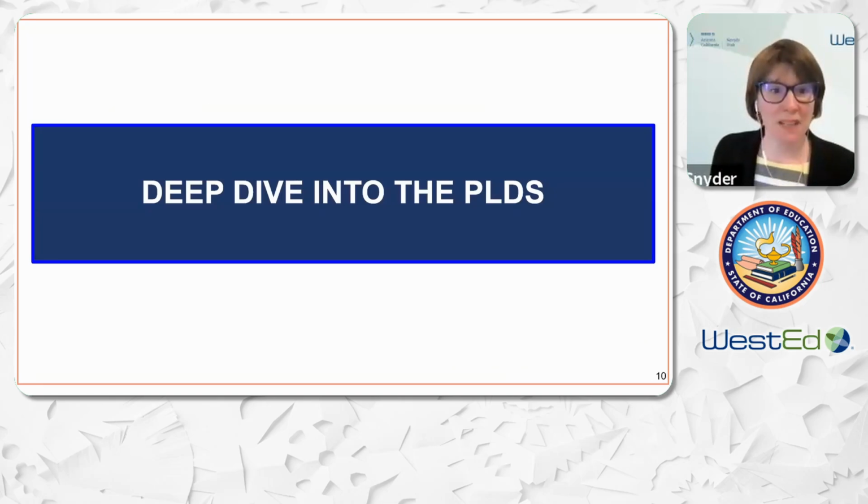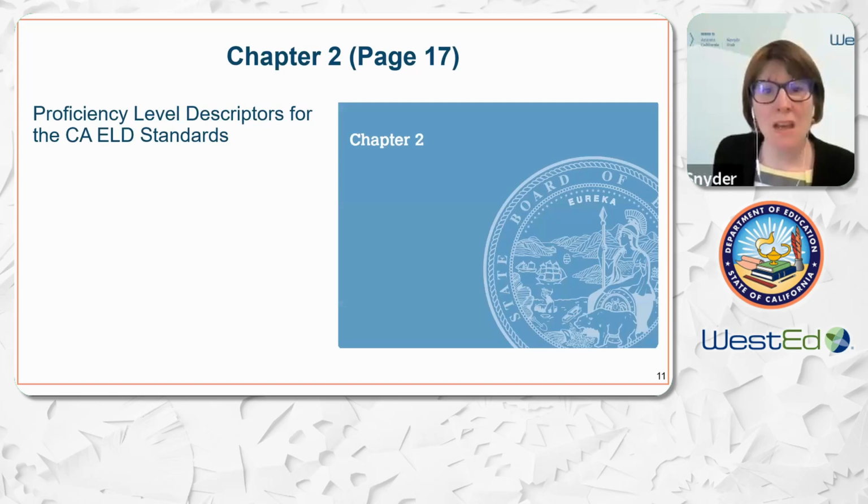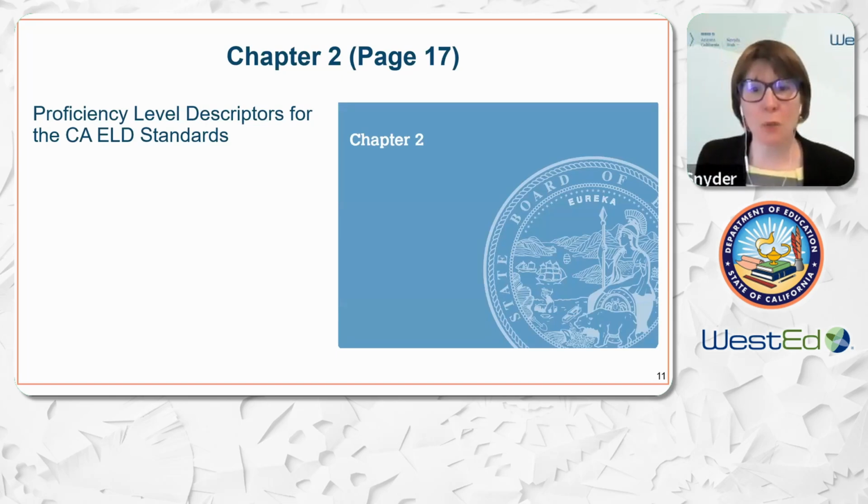So in the next part, we will do a deep dive into the PLDs. Beginning on page 17, chapter 2, which is titled Proficiency Level Descriptors for the California ELD Standards, the PLDs provide an overview of the stages of ELD through which English learner students are expected to progress as they gain increasing proficiency in English as a new language.